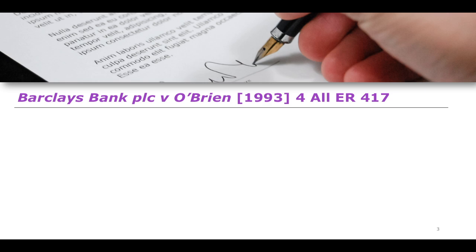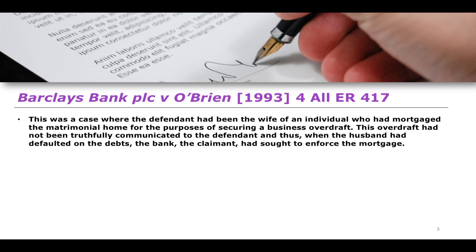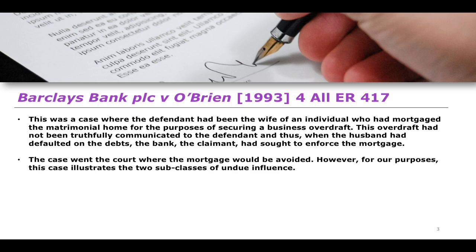So it's a case from 1993, and it was a case where we have a defendant who had been the wife of an individual who had mortgaged the matrimonial home for the purposes of securing a business overdraft. This business overdraft had not been truthfully communicated to the defendant, and so as a result, when the husband had defaulted on the debts, the bank, i.e. the claimants, had sought to enforce this against the mortgage. The case went to court, as you can probably imagine, where the mortgage would be avoided.